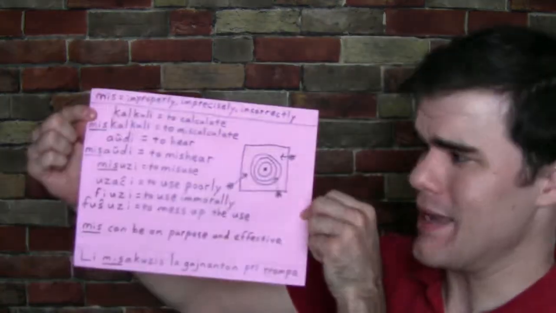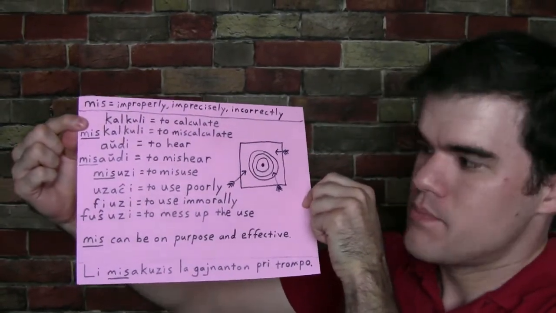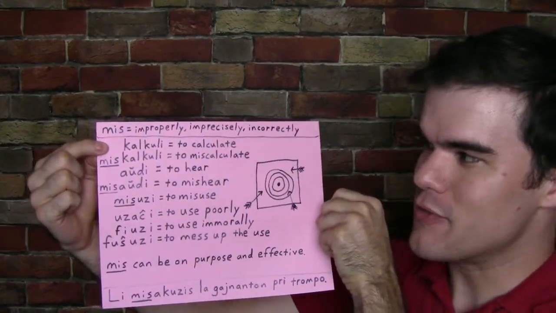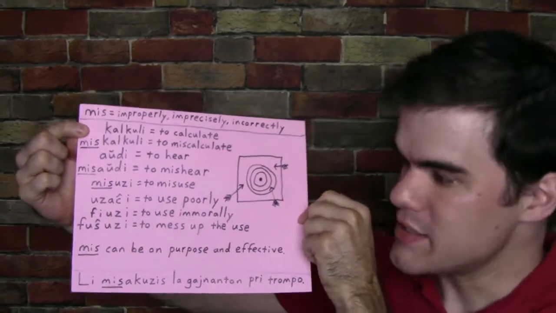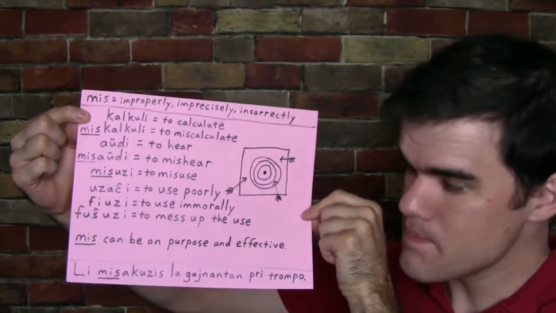Okay, but that would be a case where I wouldn't be accurate in saying I botched it up or I used it immorally. I simply use it for an improper way or for a different thing than what it's intended for, okay? Or that I had permission for, let's say. So mis can be on purpose and it can be effective, okay?